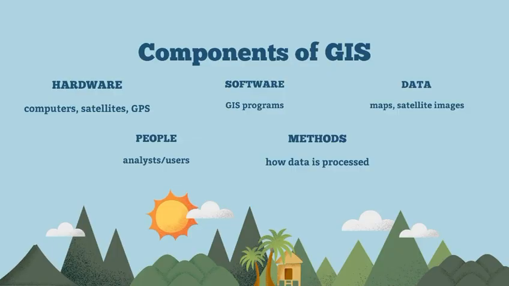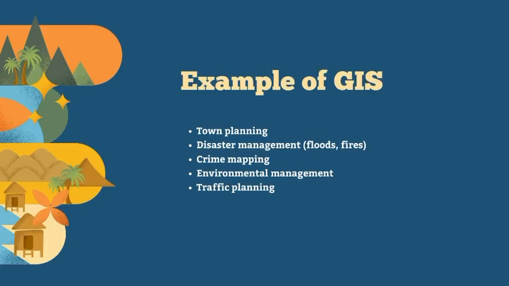In exams, if you can mention at least 4 of these components, you are most likely to score full marks. To make GIS more practical, let's look at some real-life examples. Town planners use GIS to design cities efficiently, deciding where to place roads, schools, and parks. Disaster management teams use GIS to prepare for and respond to floods, fires, or other emergencies.